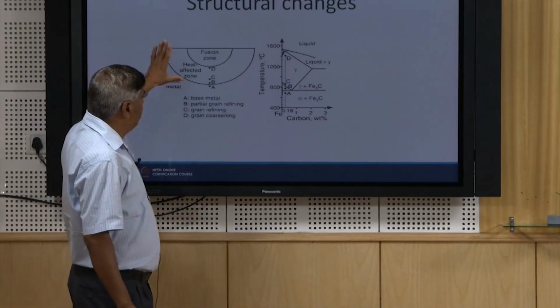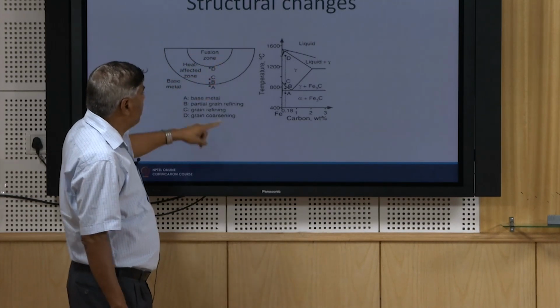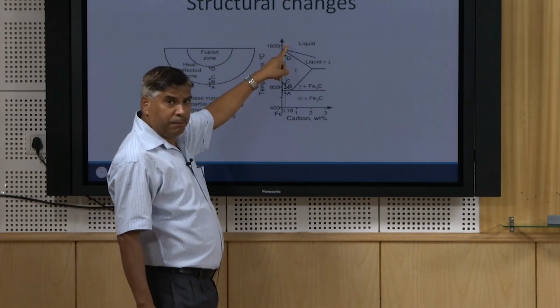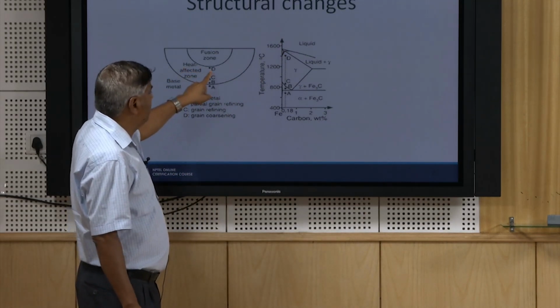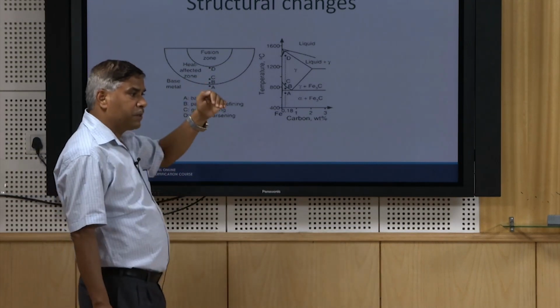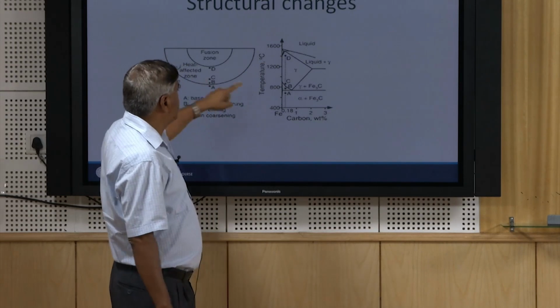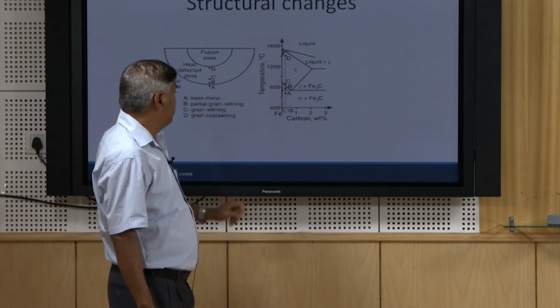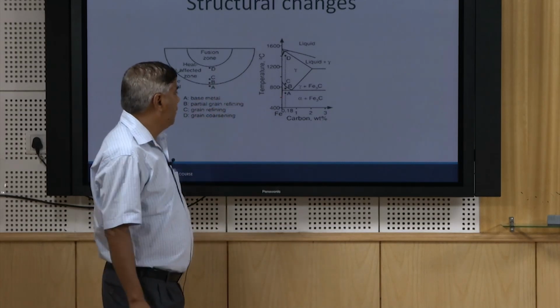Say, if a bead-on-plate weld is made, then the weld fusion zone is this one, which will be experiencing a temperature above the liquidus. Next to that there will be the heat affected zone, which will be experiencing a much higher temperature for a longer period; that will be point D. Point C corresponds to just above the upper critical temperature. Point B is in the two-phase zone and point A is in the base metal.